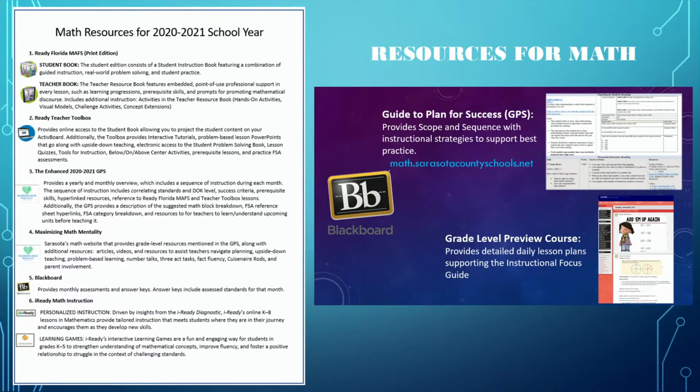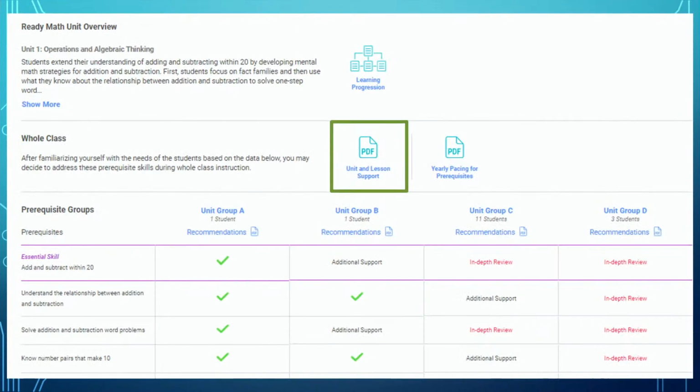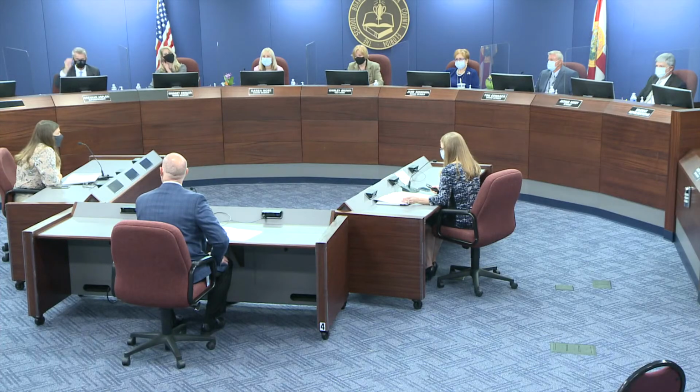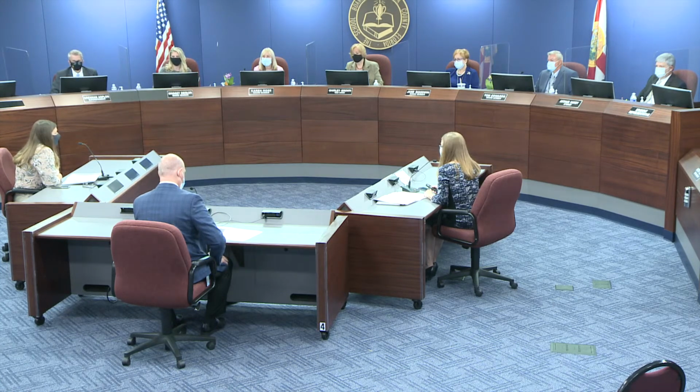Another big area is a new report from iReady called the Prerequisite Report, and I wanted Amy to talk about that a little bit. This was something else we shared during the CPTs. So the prerequisite report is found in our iReady teacher toolbox, and this report was designed specifically in response to COVID. It provides an opportunity for the teacher to see.